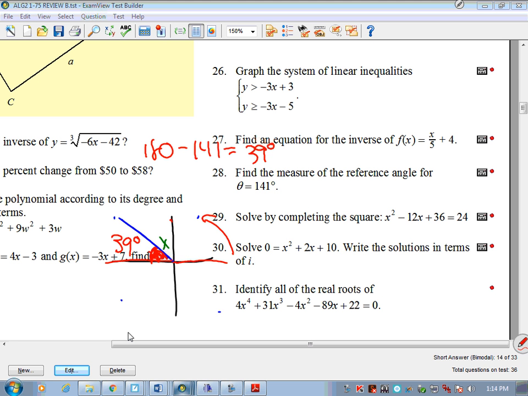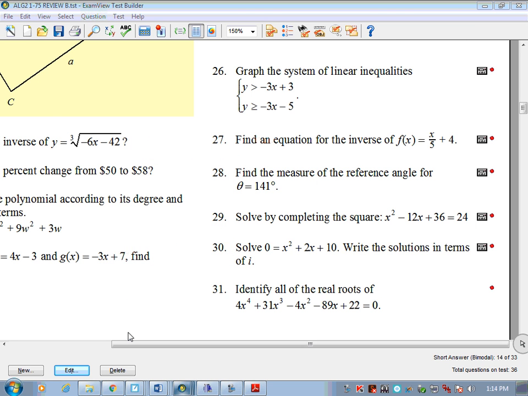Is my reference angle ever going to be a negative number? No. Even if I'm going in the clockwise negative degree direction? It's never going to be negative. Even if they give you negative degrees, your reference angle will be positive. Okay?